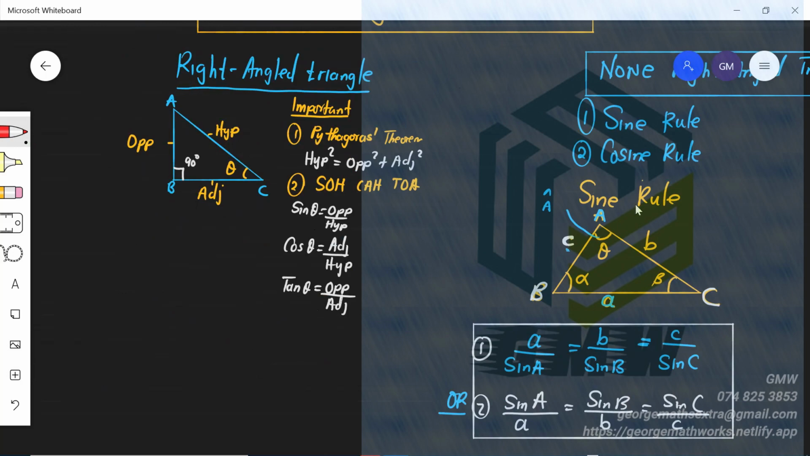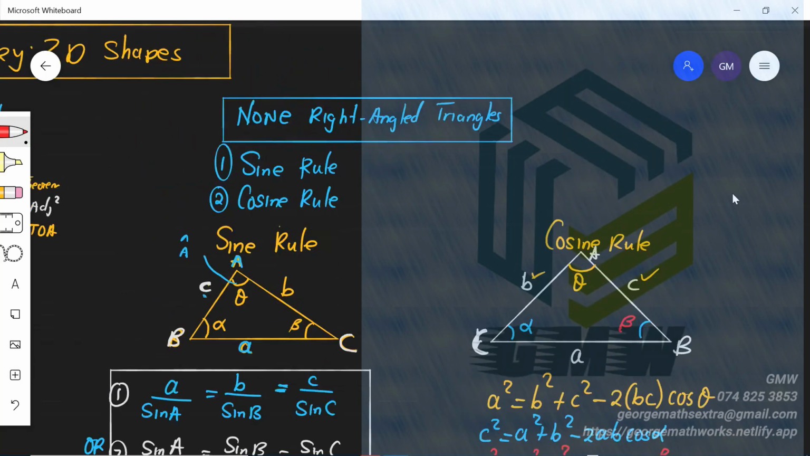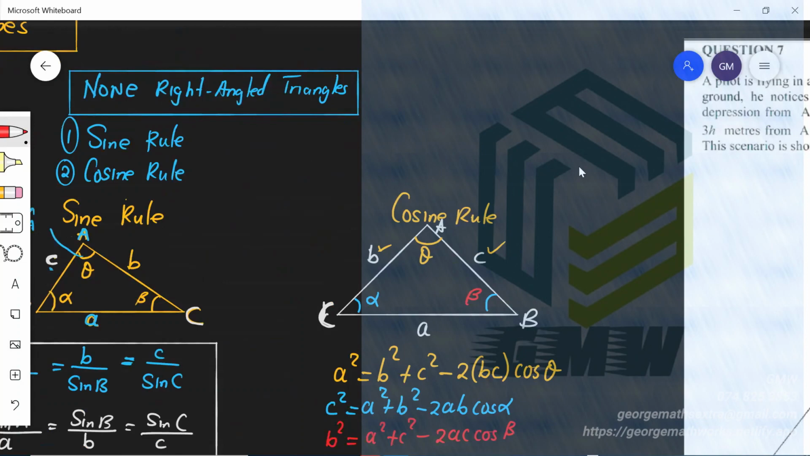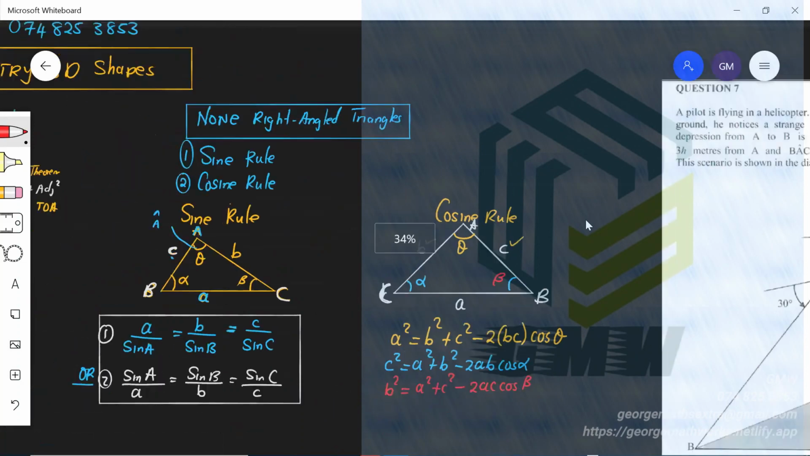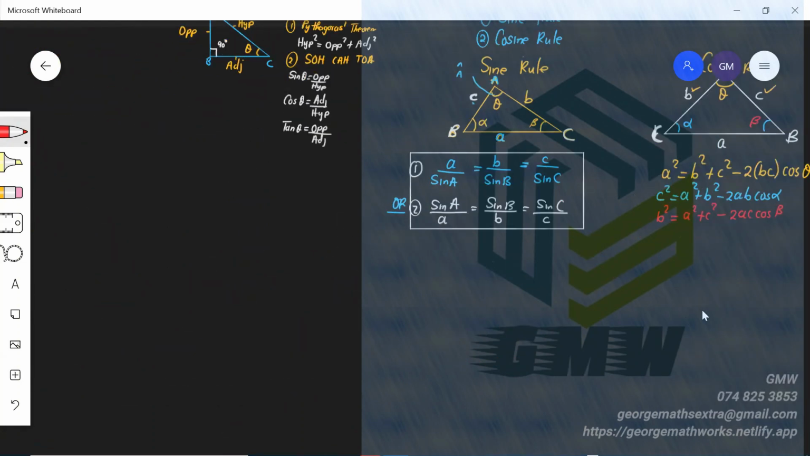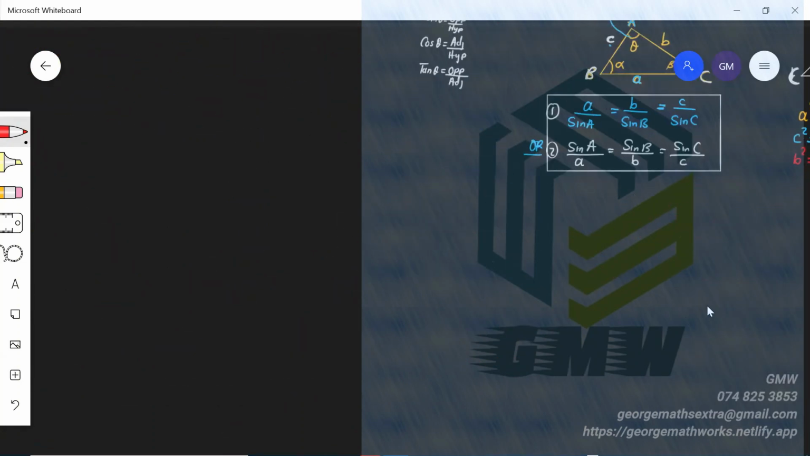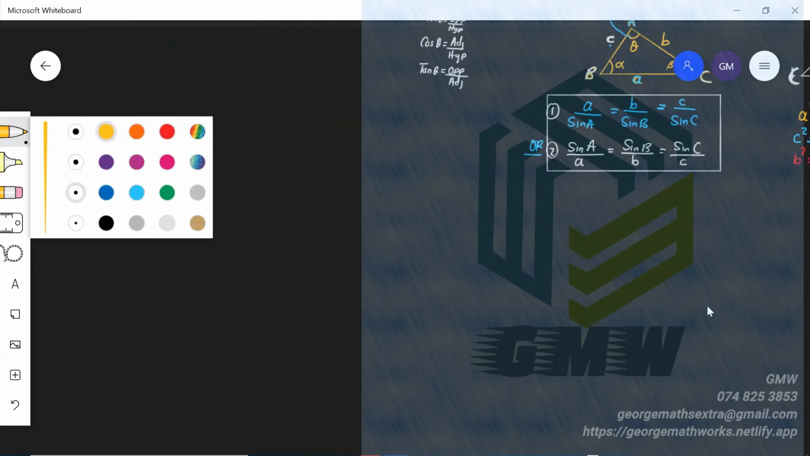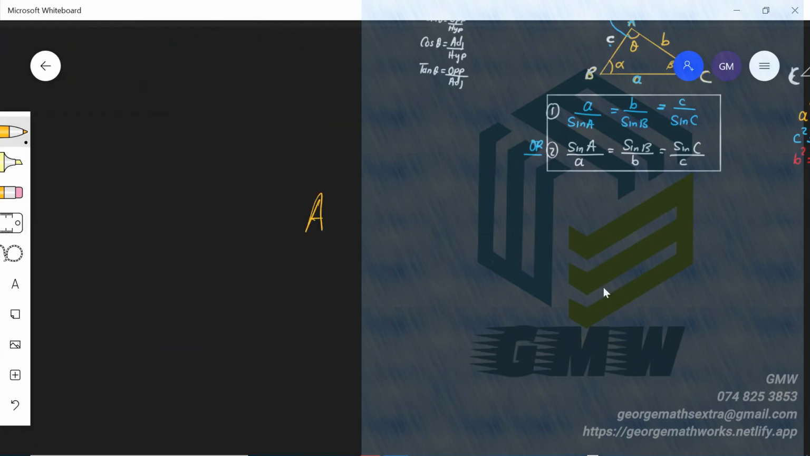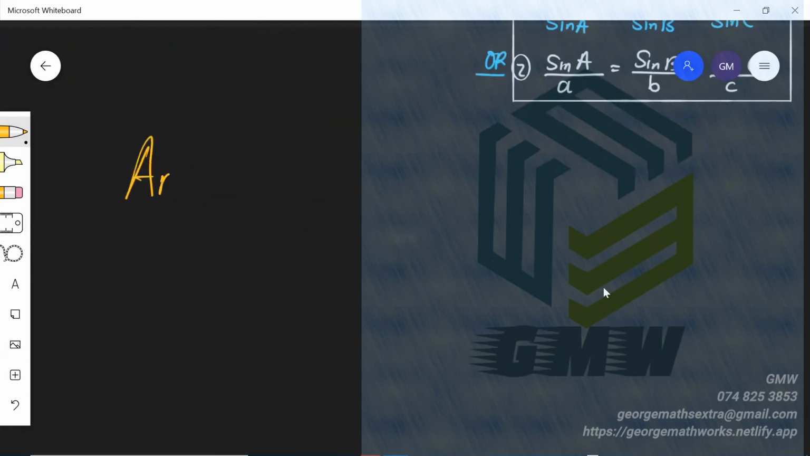Okay? Yes, sir. Now, can I show you the exam type? Because the lesson is done. That's all we need, except we need to remember this one. Area of a triangle. Let me just add it here so that you remember.